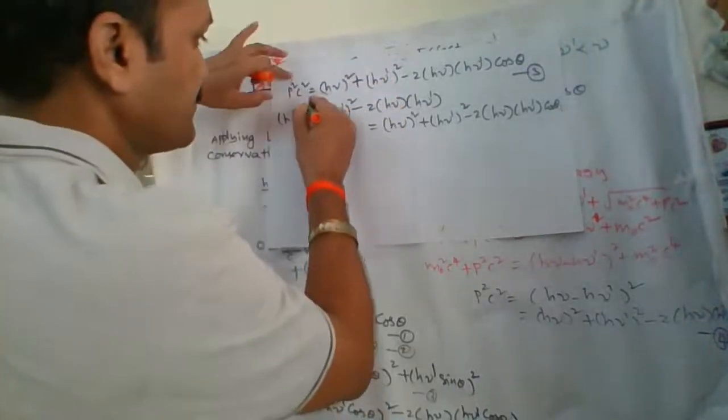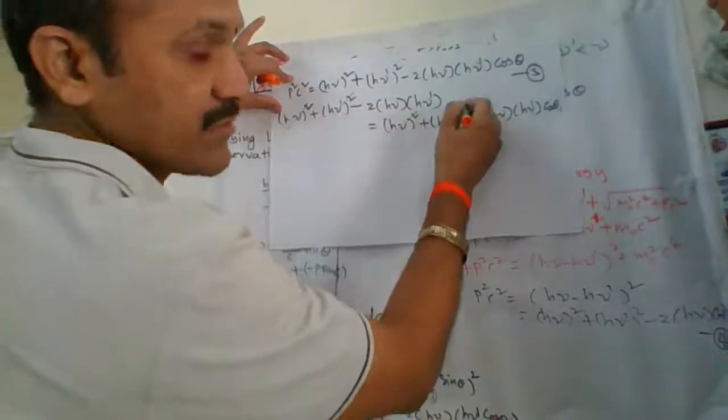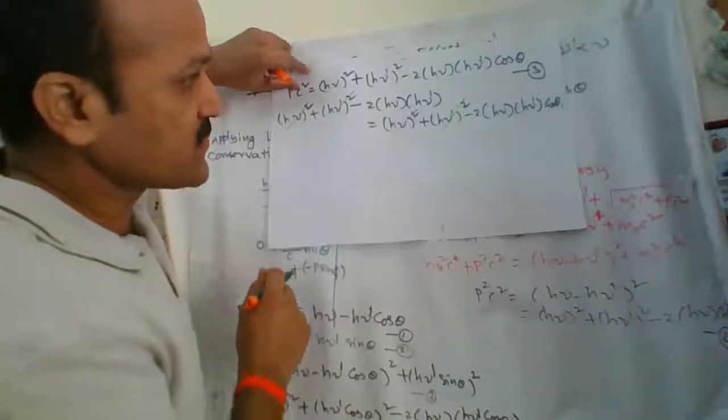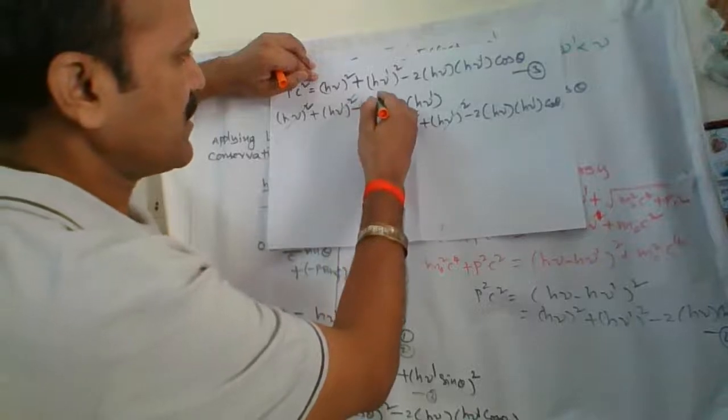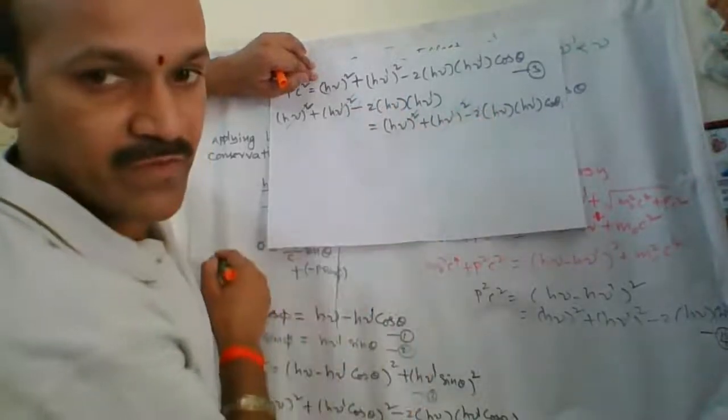Now you can cancel those terms on both sides. What is the remaining? Minus, and this 2 also will cancel.